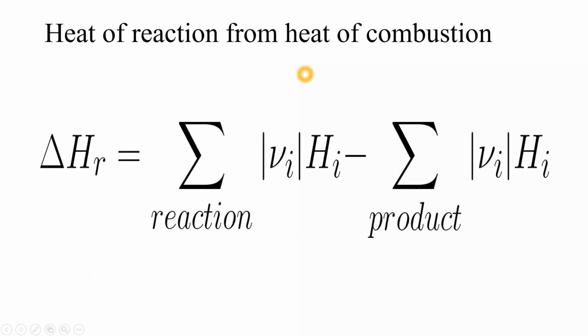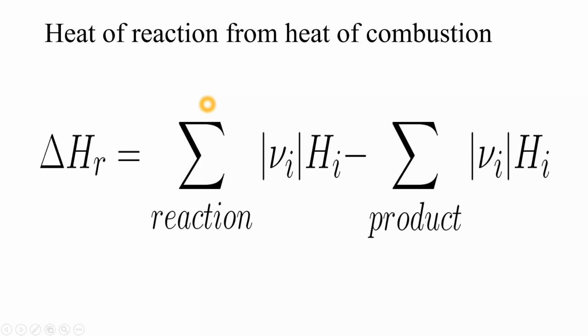For heat of combustion we calculate the heat of reaction by this equation. The heat of reaction from heat of combustion, delta H of reaction, is equal to reactant minus product, but we know from Hess law it will be reversed for heat of formation, while for heat of combustion it will be like this. So heat of reactant minus heat of product, we will calculate heat of combustion from this.